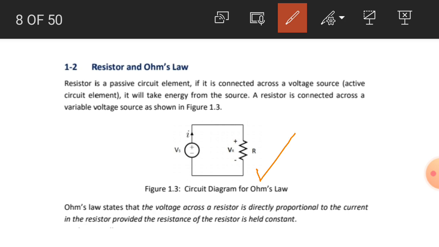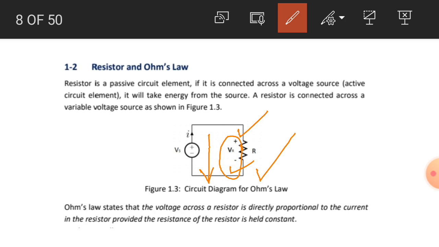Whenever there is a current in a passive circuit element, the current in a passive circuit element results in a voltage drop. You see, the current flows in this direction in the resistor. The plus polarity of the voltage is on this side and the minus polarity of the voltage is on this side. So the current flows from the plus polarity of VR towards the minus polarity, and this is a voltage drop.